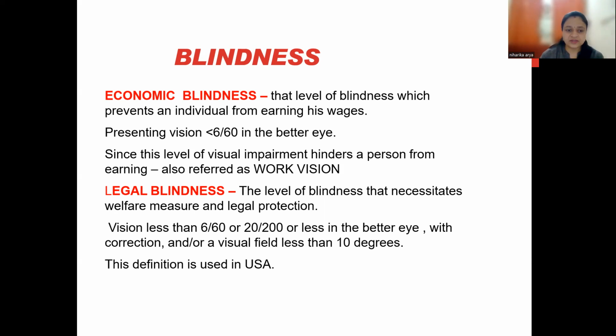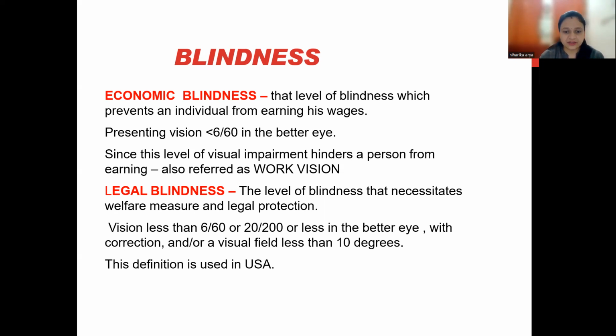So what is economic blindness? A blindness which hampers the day-to-day routine work of a person, or hinders a person from earning, is known as economic blindness. When the vision in the better eye is less than 6/60, it is known as economic blindness or work vision.